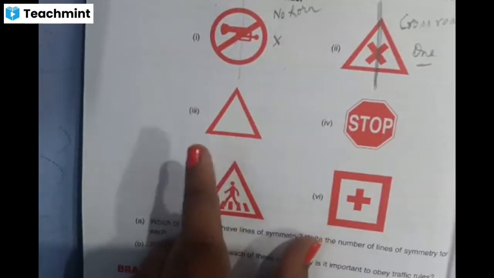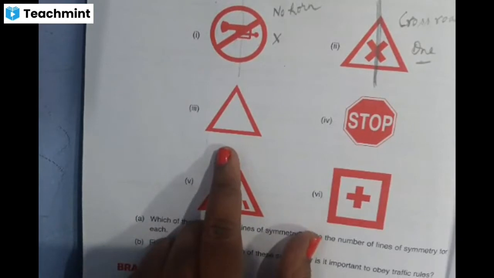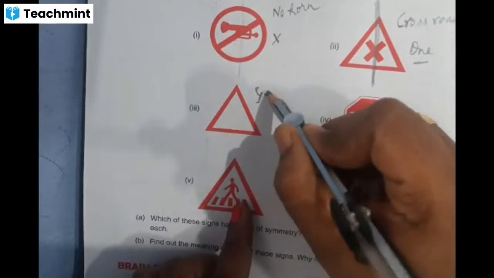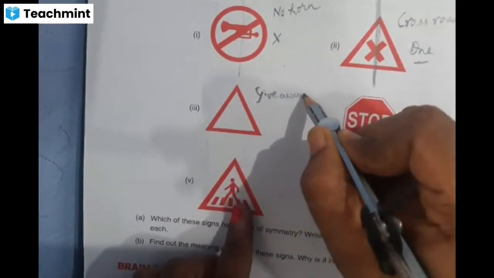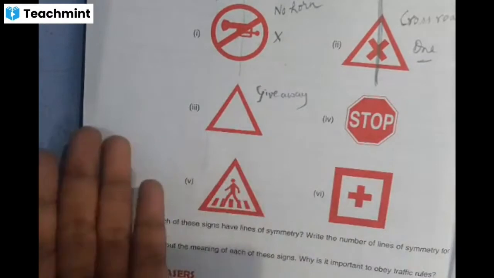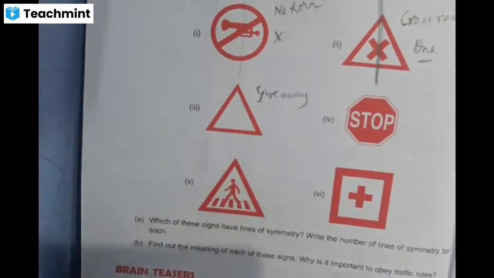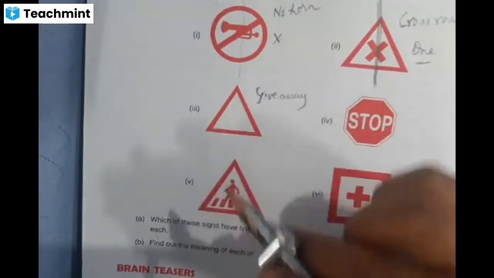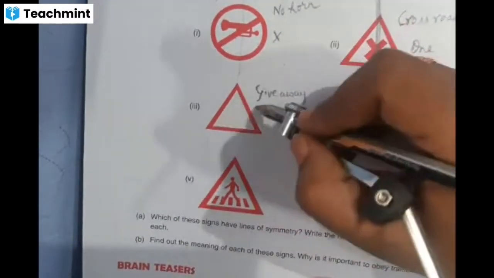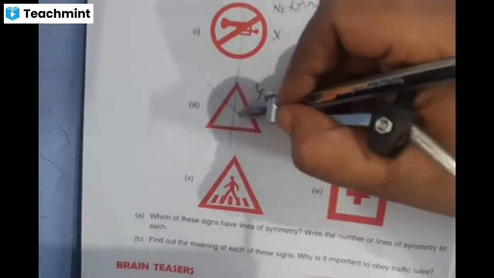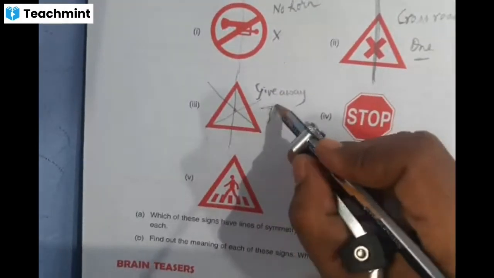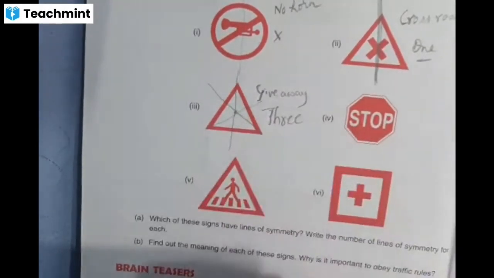Then question number 3. You know this is an equilateral triangle, and what is the symbol representing, children? Give way. You have to give way, meaning leave the space for the vehicles to move. So this is the geometrical figure, a triangle. We know if there are 3 equal sides, we will get how many lines of symmetry, children? We get 3 lines of symmetry. Therefore, the number of lines of symmetry we get in this figure is 3.